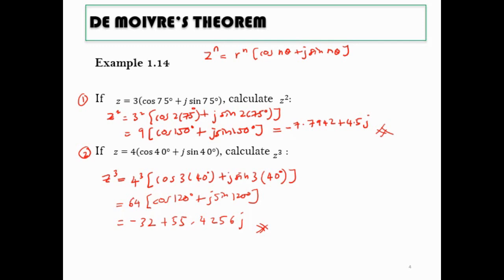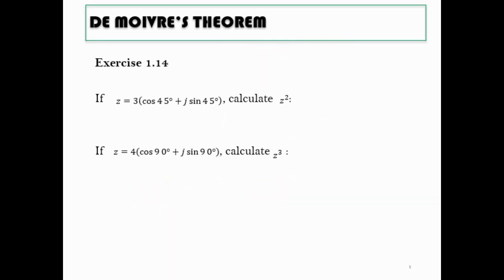So that's how we apply de Moivre's theorem. Okay, next, please try to do this exercise 1.14 on de Moivre's theorem. Okay, if you have any problem, just contact me. So that's it. That's the end of chapter 1, complex numbers.